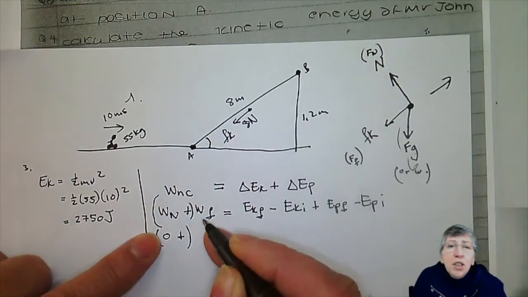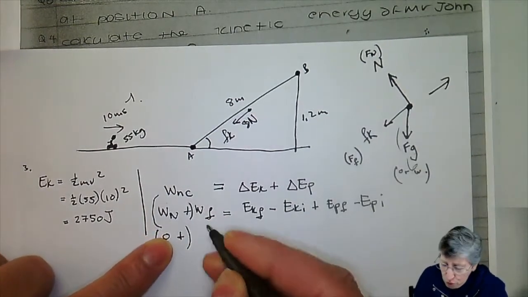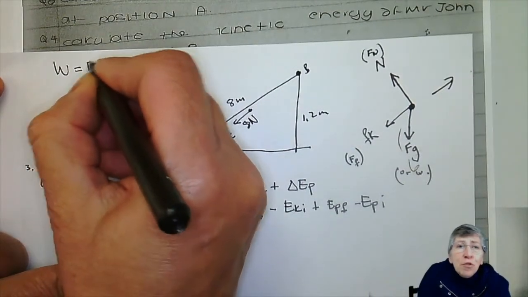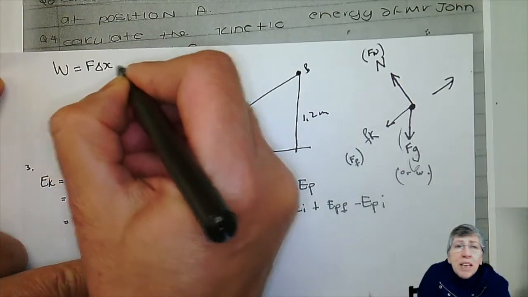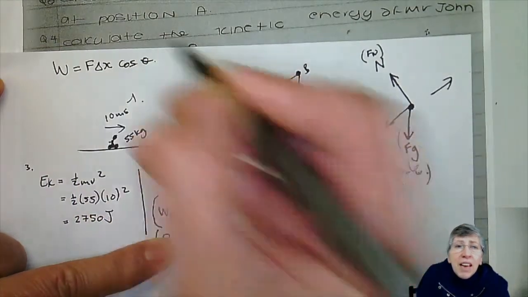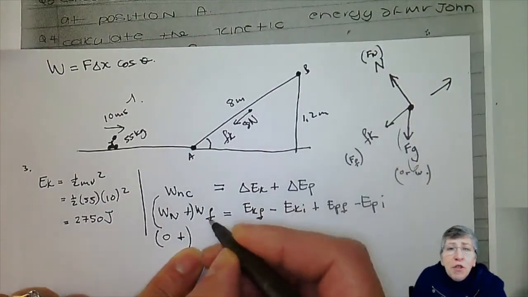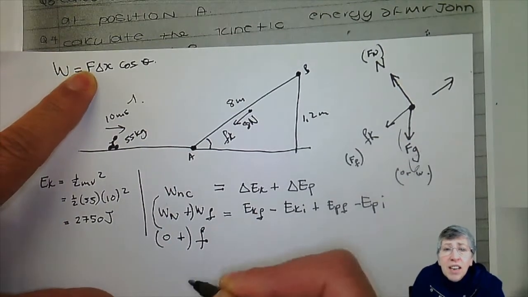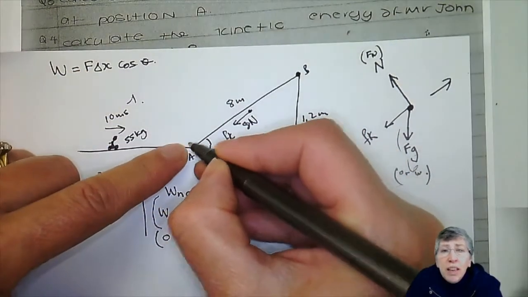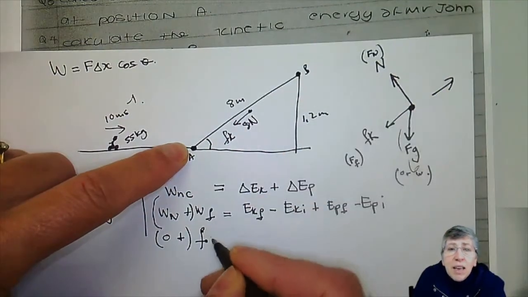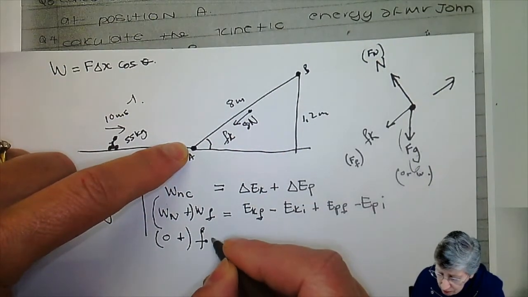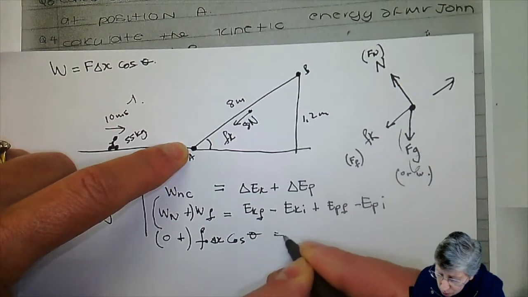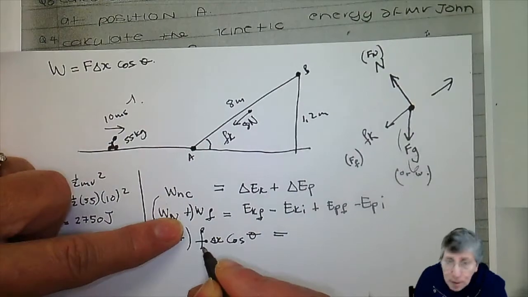Okay, let's go substituting. We're working with the frictional force, right? Now, what do I know? Every work done is the force times the displacement times cos of the angle. So if I'm replacing friction, the force I'm working with is friction. The displacement will be 8, right? But let's just write that first, cos theta equal to, and then let's go and replace.